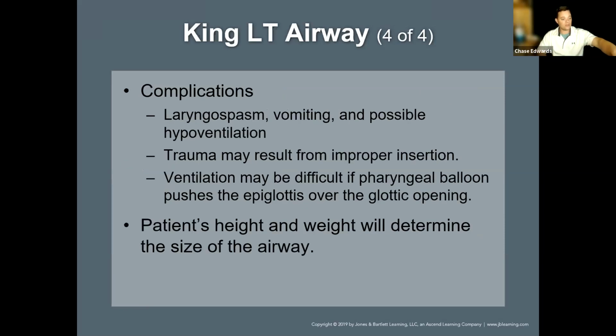So there are some complications to the King LT airway. Laryngospasm being one, we talked about that. Vomiting and possible hypoventilation may occur. Trauma also, we talked about that. Ty mentioned it, and trauma can result from improper insertion techniques. Ventilation may be difficult if the pharyngeal balloon pushes the epiglottis over the glottic opening, so you've got to watch out for that.